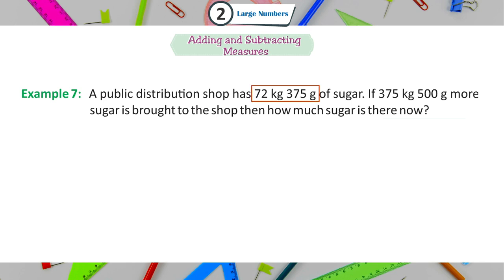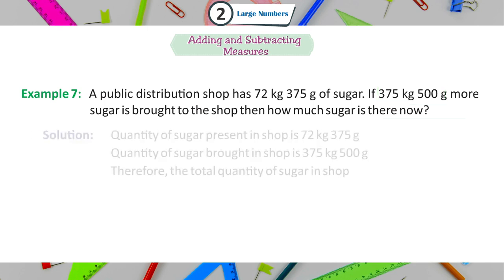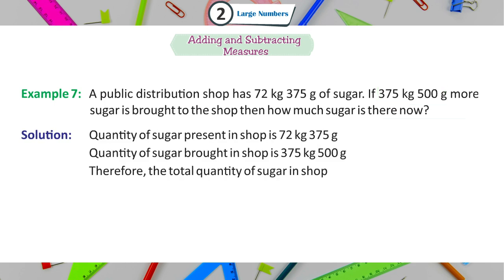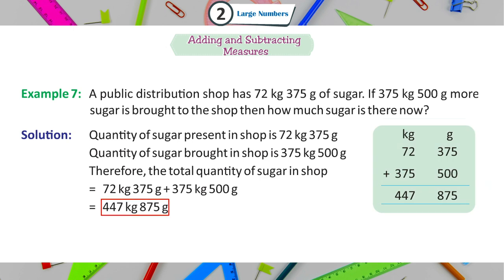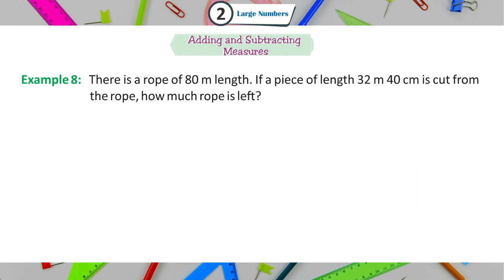Example 7. A public distribution shop has 72 kilograms 375 grams of sugar. If 375 kilograms 500 grams more sugar is brought to the shop, then how much sugar is there now? Solution. Quantity of sugar present in the shop is 72 kilograms 375 grams. Quantity of sugar brought to the shop is 375 kilograms 500 grams. Therefore, the total quantity of sugar in the shop is equal to 72 kilograms 375 grams plus 375 kilograms 500 grams, which is equal to 447 kilograms and 875 grams.